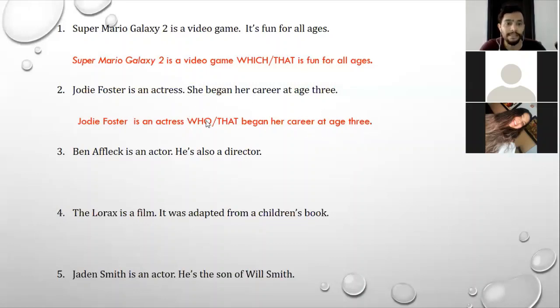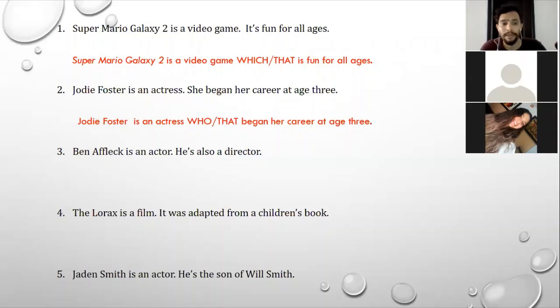This information is defining Jodie Foster, right? Because maybe there is another Jodie Foster that is an actress, but the other one didn't begin her career at age 3, right? So this is defining the information. Another way of recognizing that this is a defining one is that you have no commas. Remember that the non-defining ones always have commas, are divided by commas. This is not divided by commas, so it's a defining one.